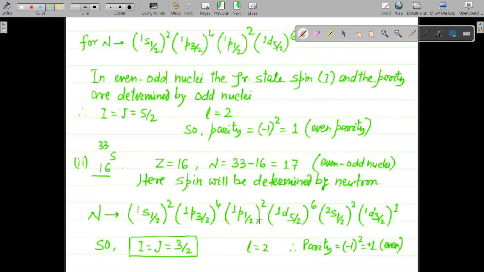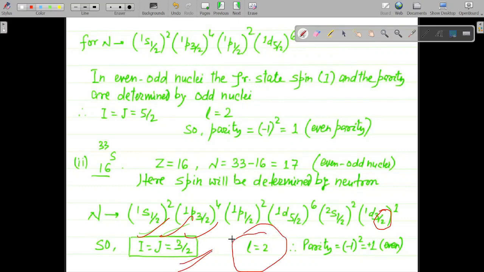So I equal to j equal to 3/2. Clearly over here it is 3/2, so the value of j is equal to I. The value of j for the subshell where the unpaired nucleon resides determines the ground state spin. So that's why the ground state spin is 3/2.